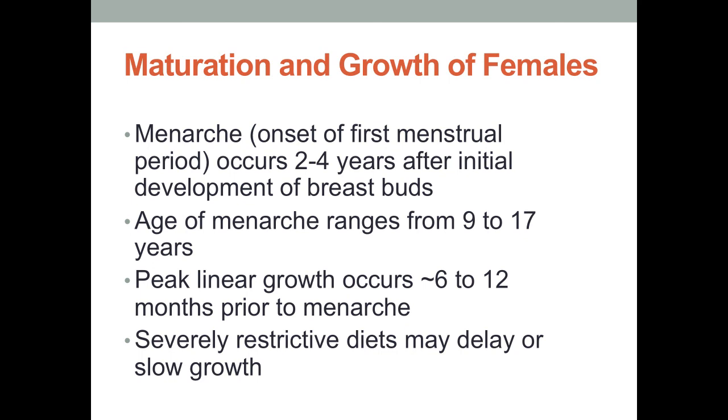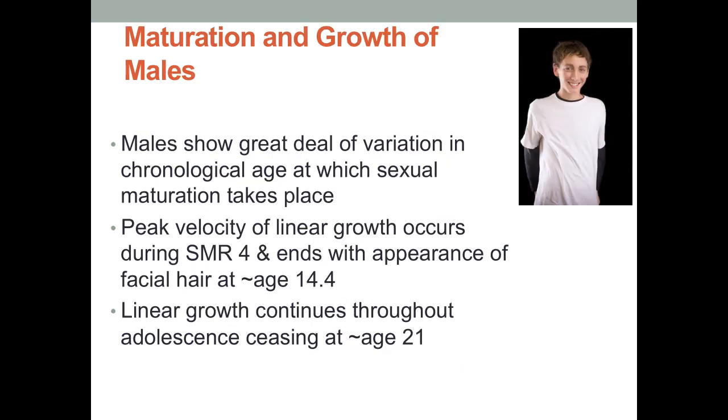Just a reminder of when menarche occurs in females, which is about 2 to 4 years after the development of breast buds, and it ranges from about 9 to 17 years. And also a reminder that young girls who are on restrictive diets, maybe they're around a parent or other kids who are really restrictive, maybe they're in a ballet class, and they start to mimic the other girls, may actually delay or slow their growth or slow the onset of puberty.